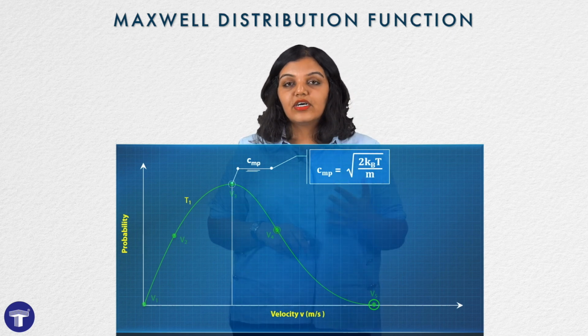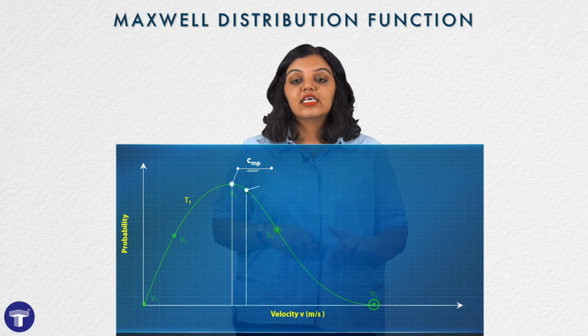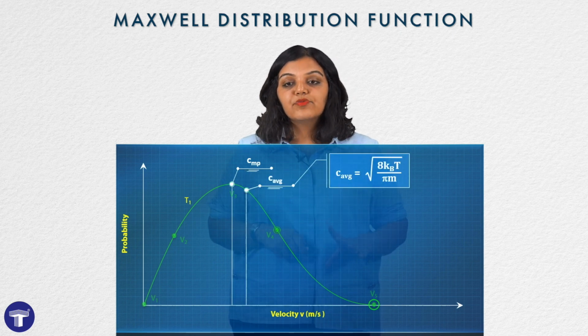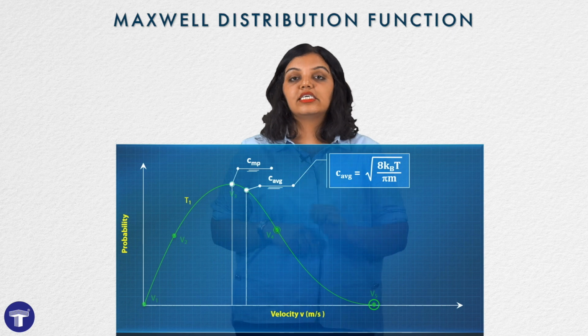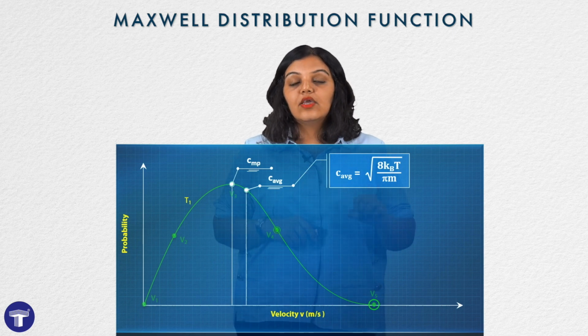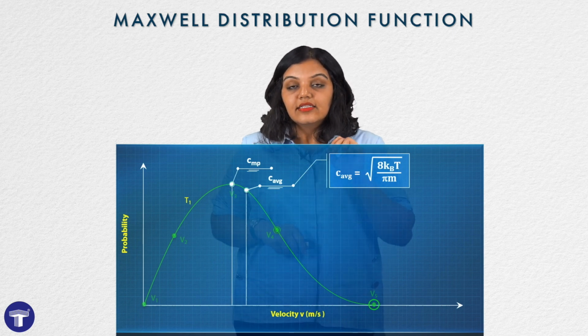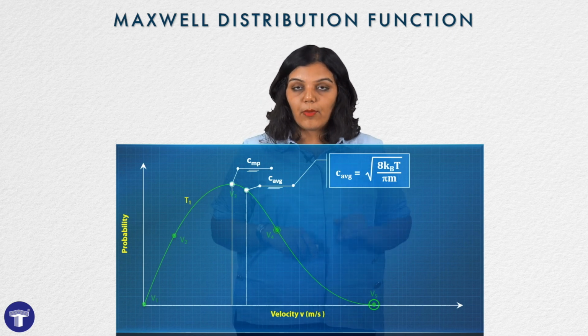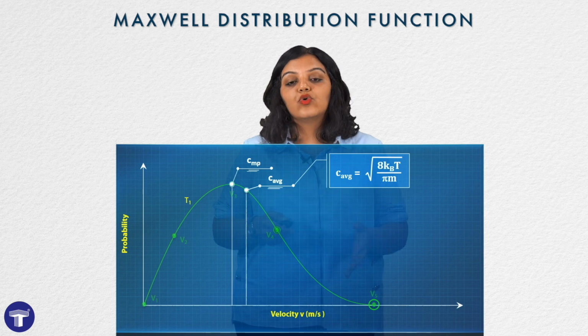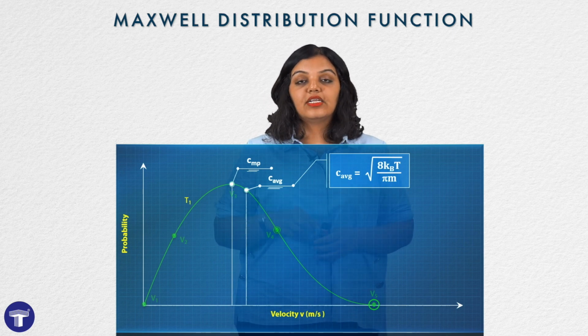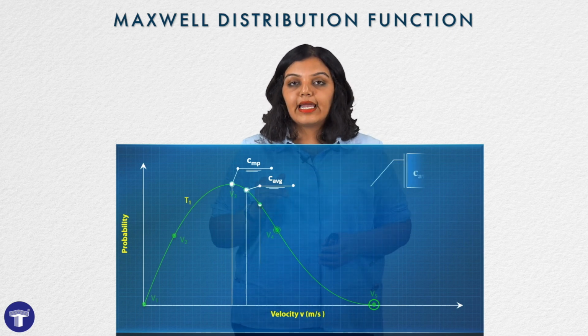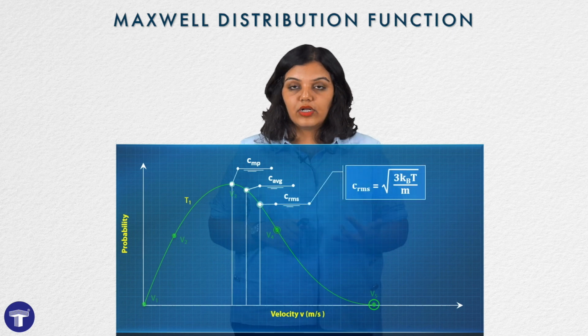The second type of speed that we will mark on this graph is the average speed. The average speed is given by root 8 kBT by pi m, and this is C with a subscript AVG. This average speed, as you can see, is slightly lower on the graph as compared to the most probable speed. And the last one is the root mean square speed given by the formula root 3 kBT by m, where again m is the molecular mass.